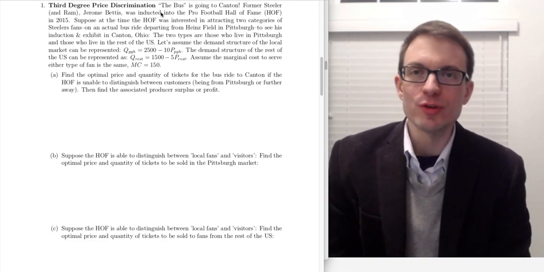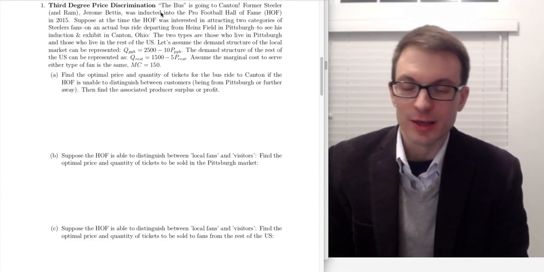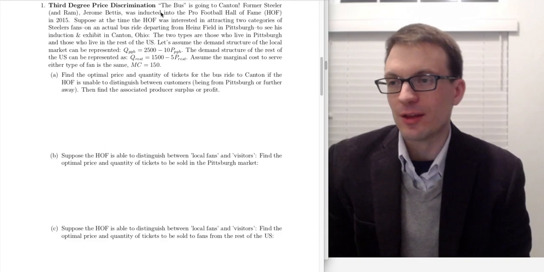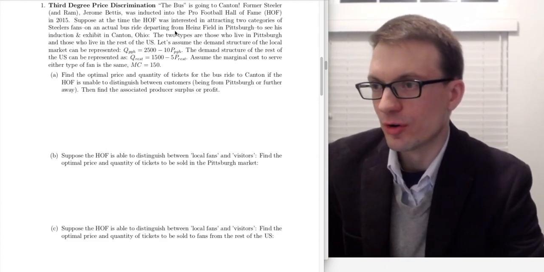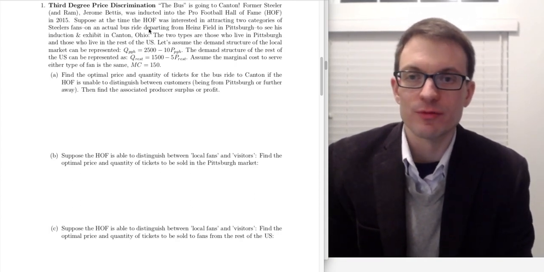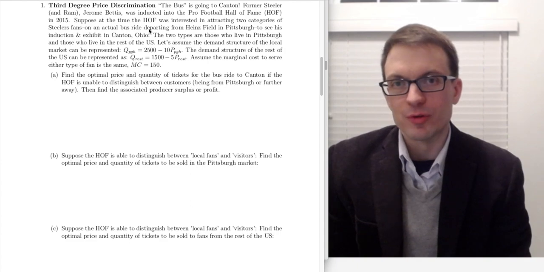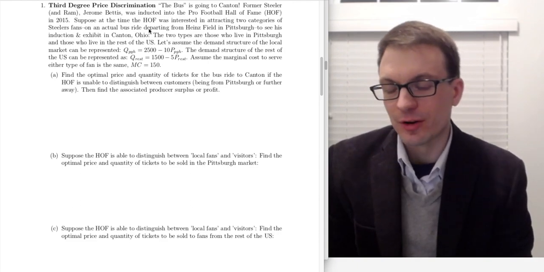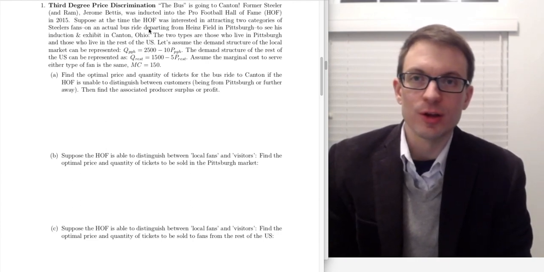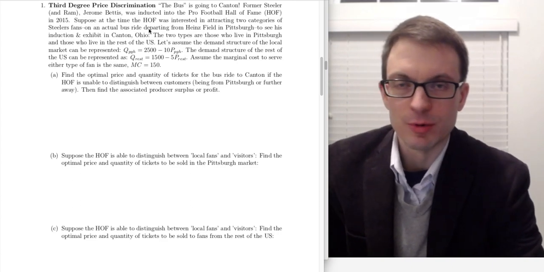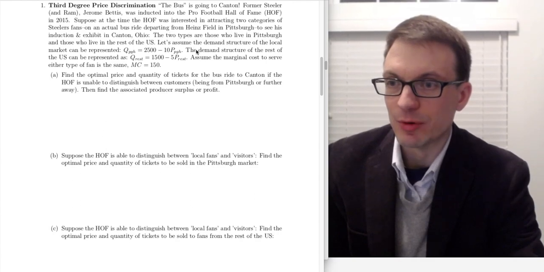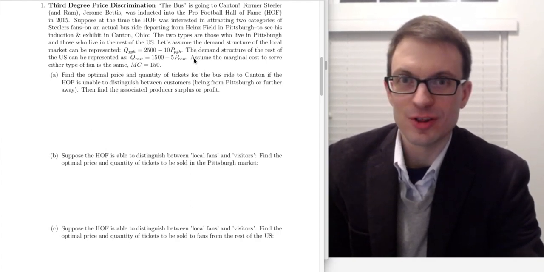Okay, so presumably we have two different groups of demanders. We have those who like the Steelers and live in Pittsburgh, and those who like the Steelers and don't, but might come to the area, Canton's 2 hours away, for the ceremony or just to see the Hall of Fame in general. So we got two different groups of demanders. That's sort of a requirement for third degree price discrimination. We have to be able to identify different segments of the demand curve. We have to be able to prevent resale, and we have to have the market power to be able to offer different prices to the two groups. So we'll assume we have those things. We'll assume we're able to practice third degree price discrimination, though not yet.